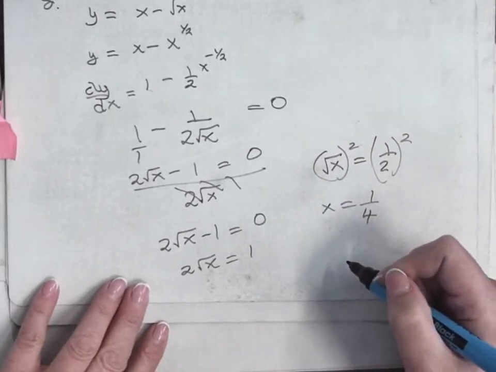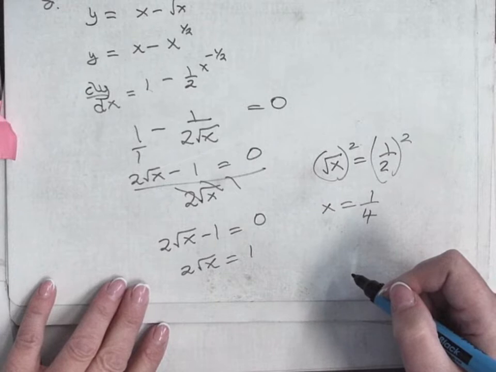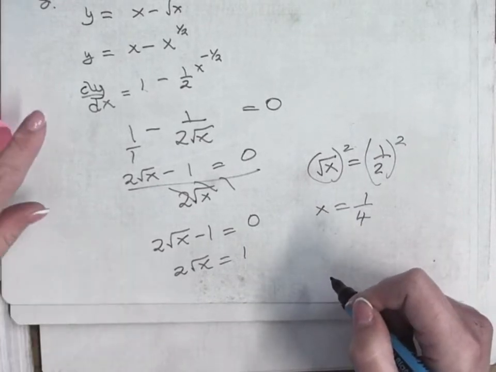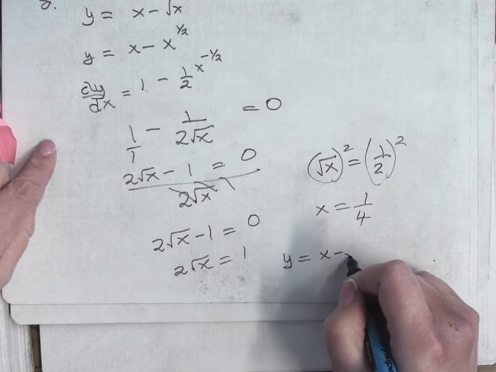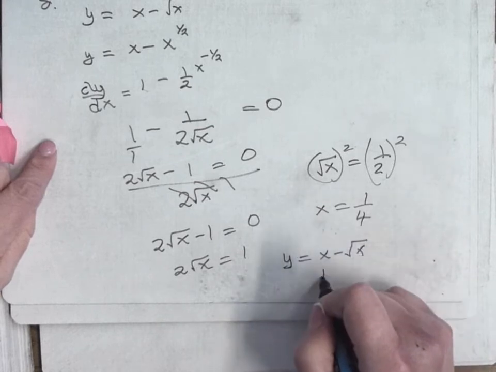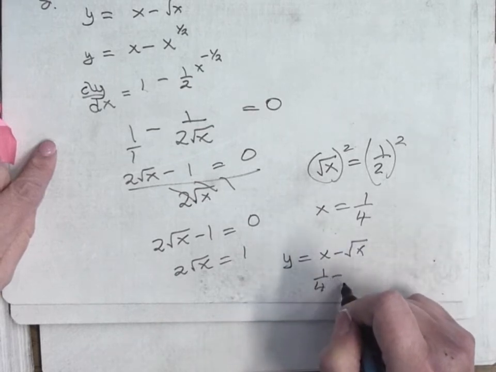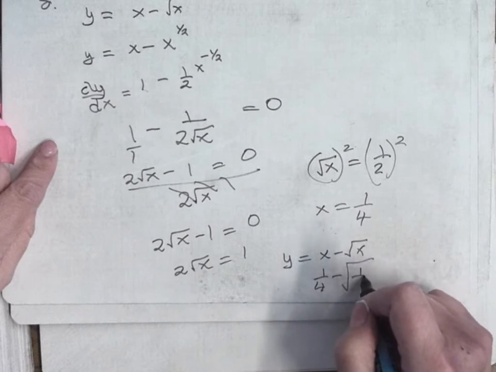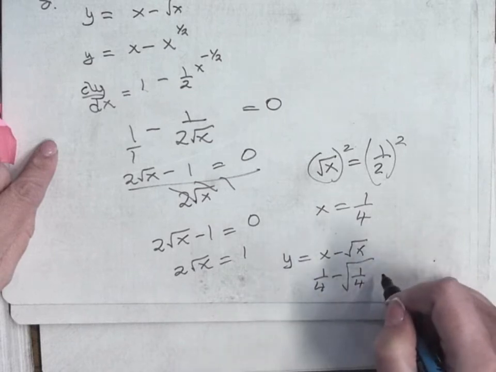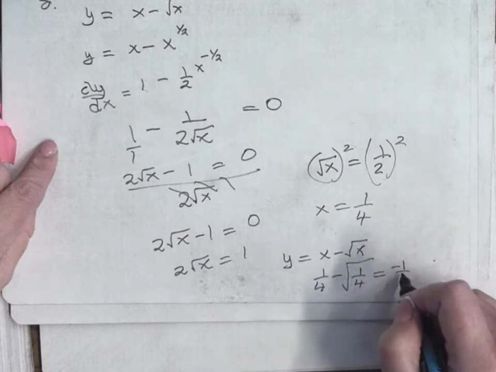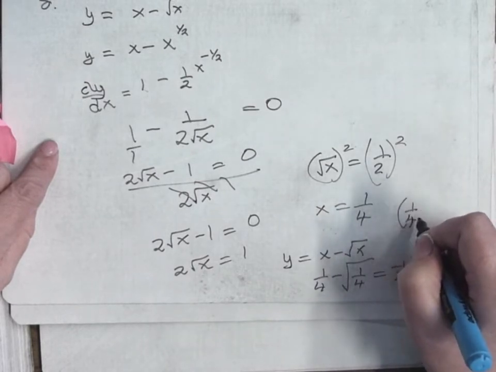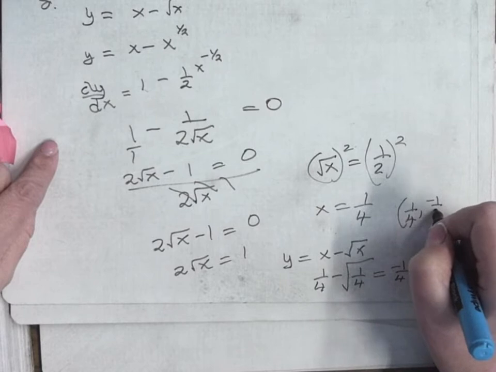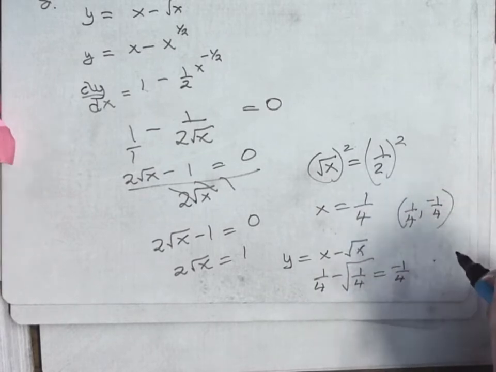Then get the matching y. So y is equal to x minus the square root of x. So that's a quarter minus the square root of a quarter. Square root of a quarter is a half. That's a quarter minus a half, which is minus a quarter. So your turning point is a quarter, minus a quarter.